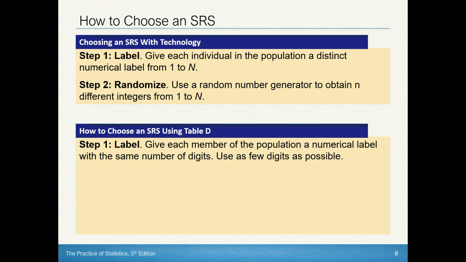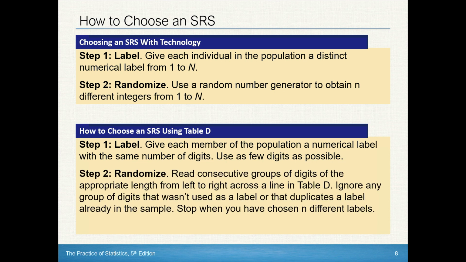So I'm going to give everybody a numerical label with the same number of digits. So if I have 30 people, I'm going to start with either 00 or 01 so that everybody has a 2-digit number. Use as few digits as possible. So if I have 30 people, I don't need to call the first person 00001. Then I use the table to find consecutive digits of that length.